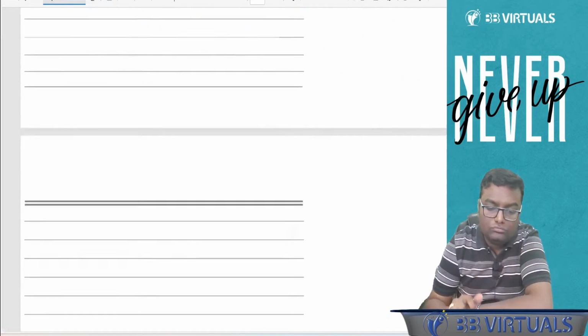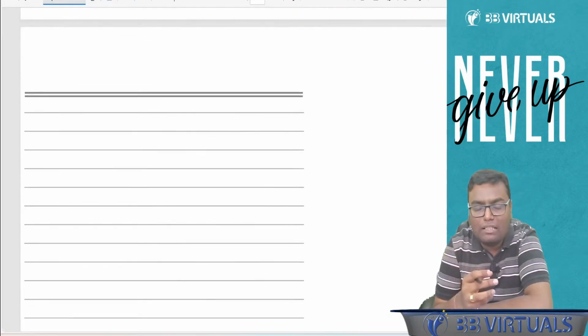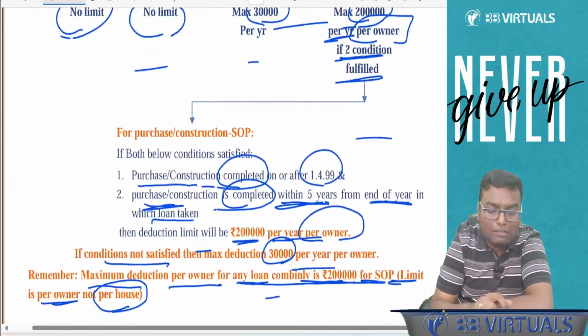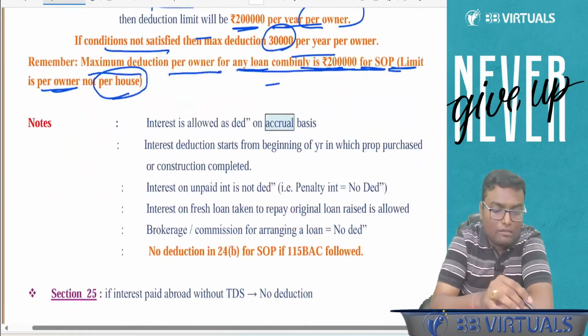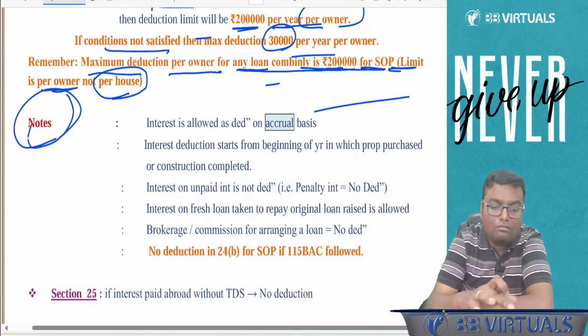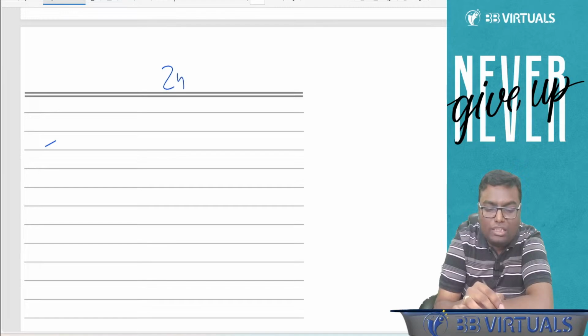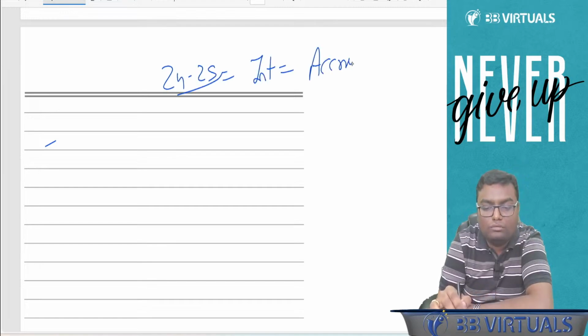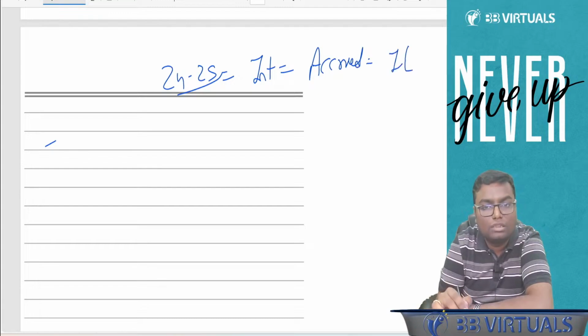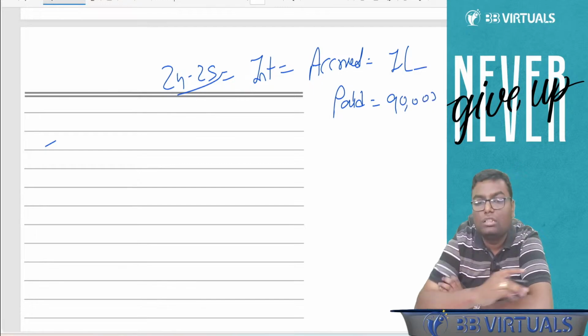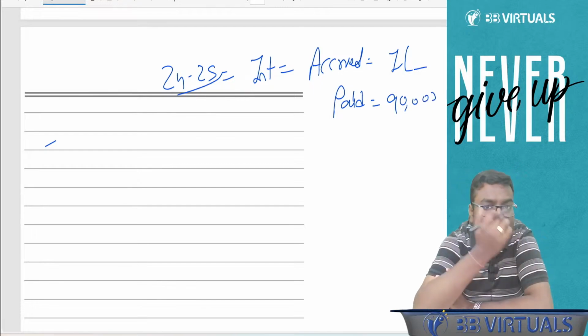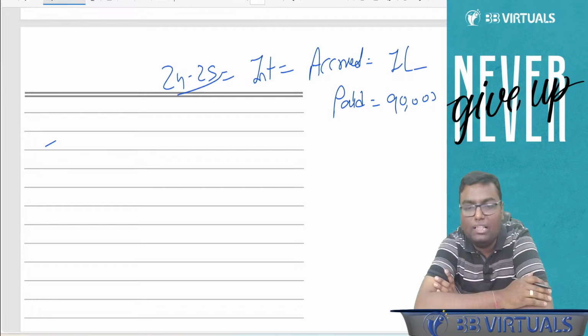Now, let me ask you some questions and let us discuss these other points. But actually, these are not other points. These are very important points to be taken care of in this 24 clause B. Let's say for the year 24-25, the total interest which is accrued is rupees 1 lakh. However, I have paid only 90,000. Accrued is 1 lakh, paid only 90,000. How much deduction will be allowed?